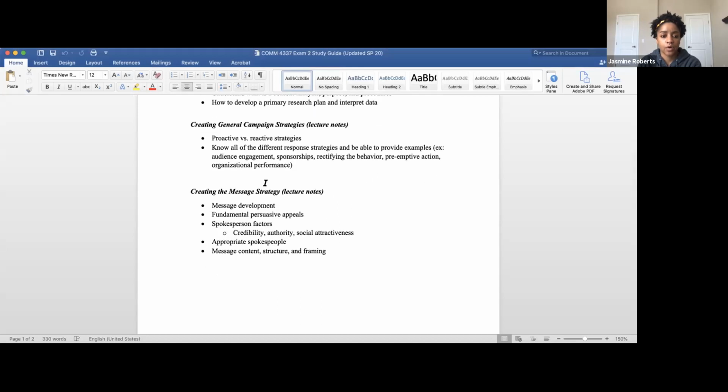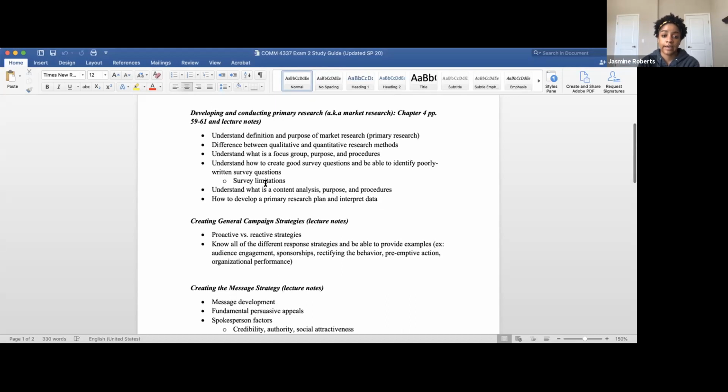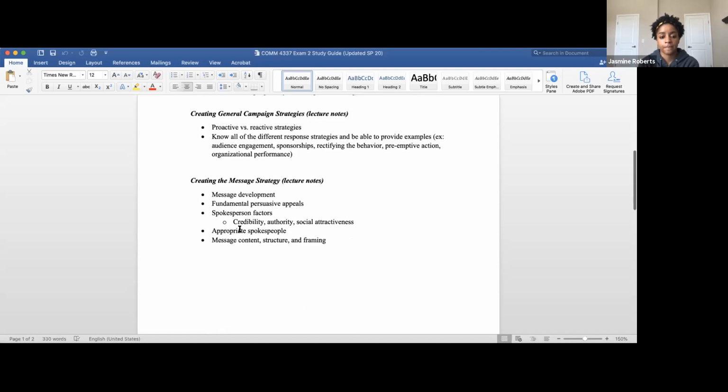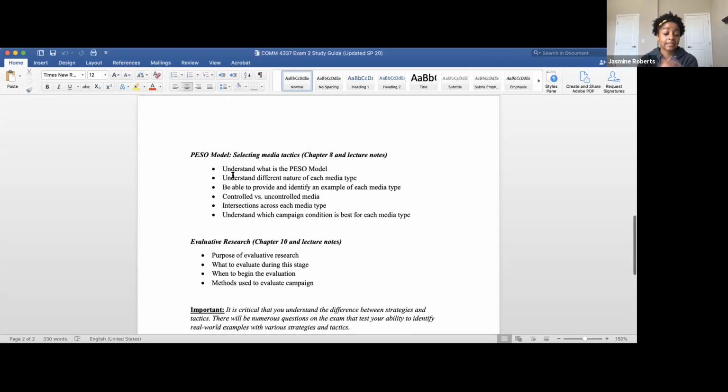Then you will need to know, how do we frame campaign messages? What kind of appeals do we use? Logos, ethos, and pathos. And what does that practically look like? We did not finish up that lecture, so I will be posting those slides on Canvas as well. I will not post the slides for market research and campaign strategies because we've already gone through those. We've completed those lectures, so you should already have those notes with you. And then last class, of course, we went over the PESO model. So you'll need to know, what does PESO stand for?